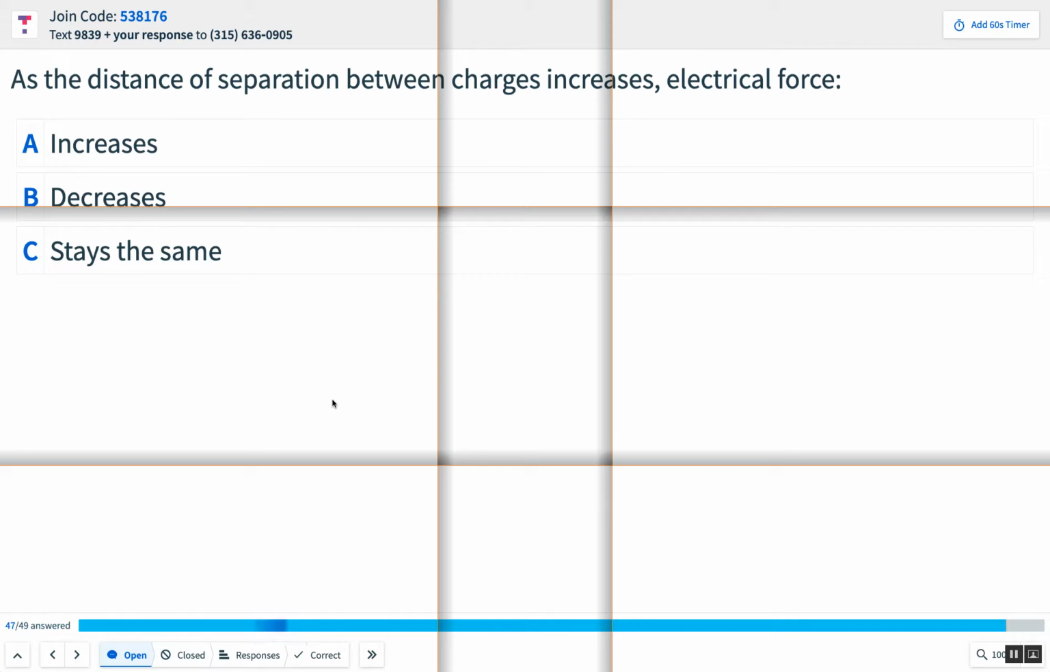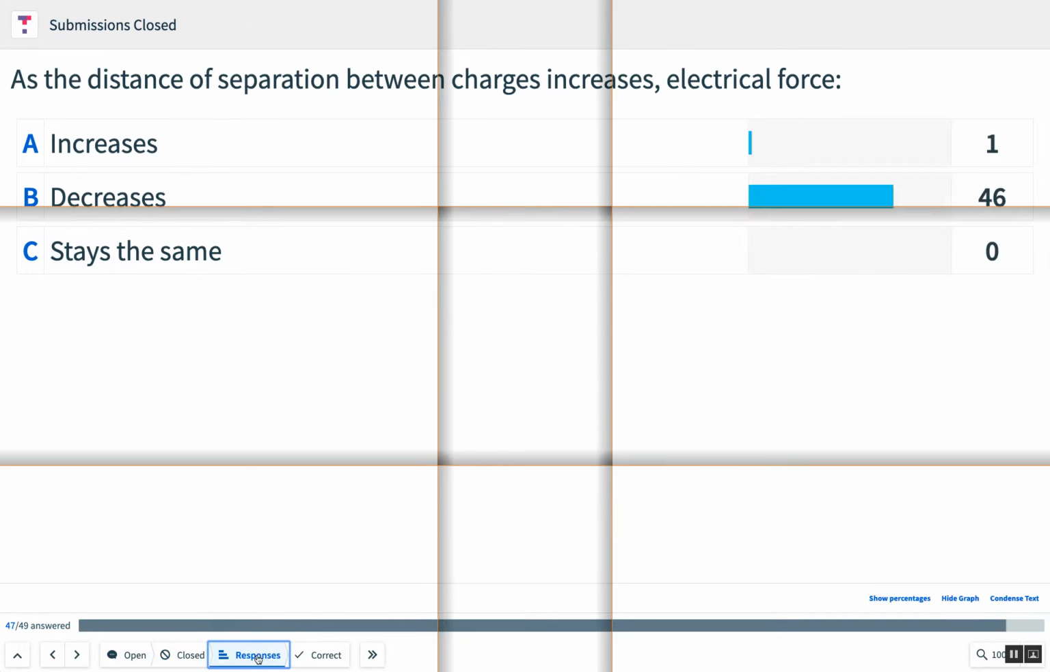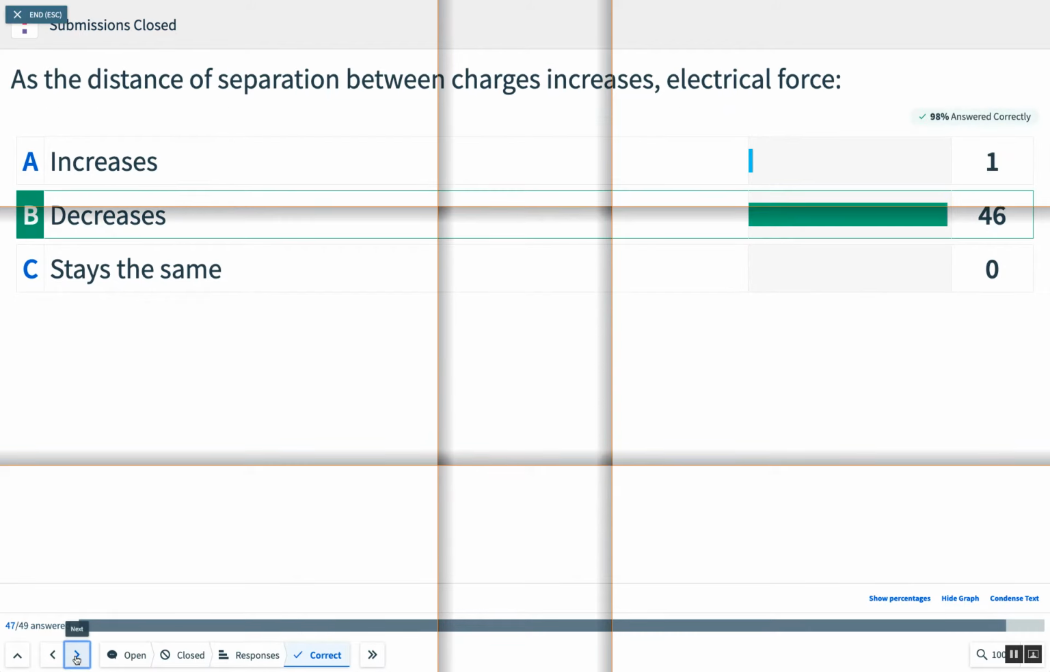All right, so the correct answer is decreases. It's going to have an inverse relationship. Perfect. All right, this is the last one today.